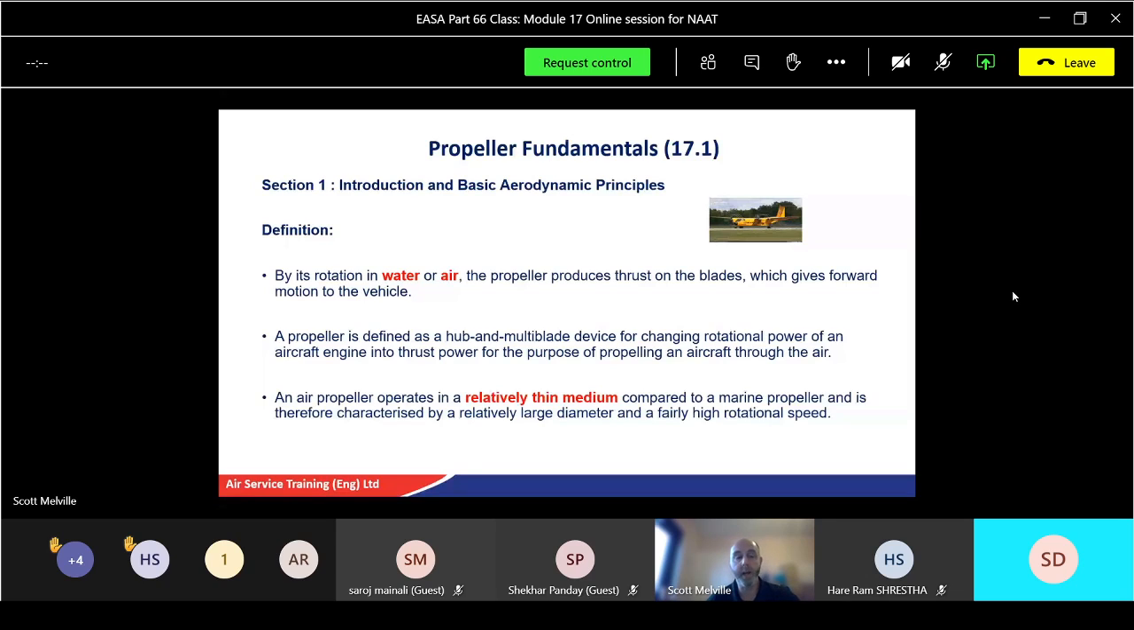Now, as we know, in an aircraft, air is less dense than water. All right, so air is classed as a relatively thin medium, again, obviously compared to that of a propeller for a boat. And therefore it is characterised by a relatively large diameter and a fairly high rotational speed compared to a propeller on a boat. Usually mounted directly on the engine drive shaft and in front or behind the engine housing. We'll look at some examples of that later on.